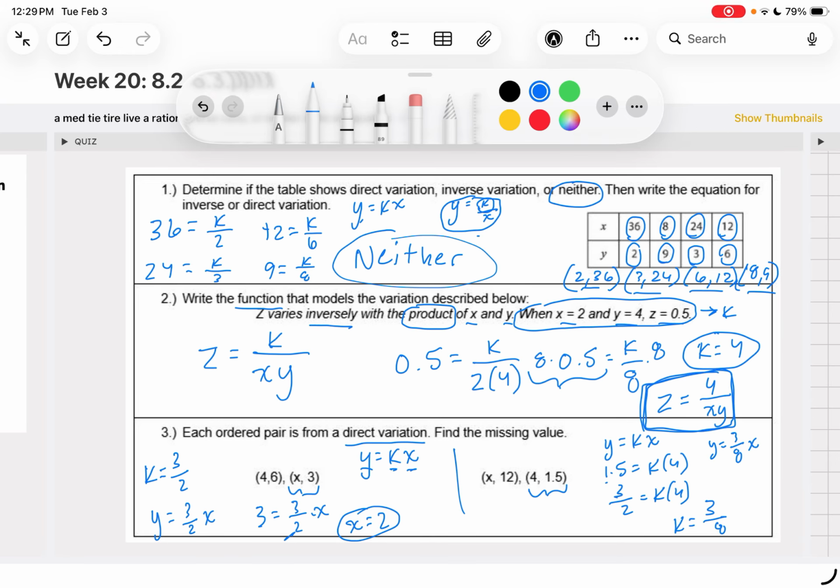So I'm going to plug in. I don't know my x value, I do know the y is 12, so 12 equals 3/8 times x. So I'm asking myself, what value of x is going to give me a 12 here? If I multiply both sides by 8, 12 times 8 is going to be 96, and then I'm going to divide that by 3. So 96 divided by 3 is 32. So x would be 32.